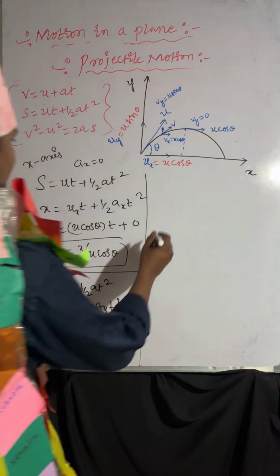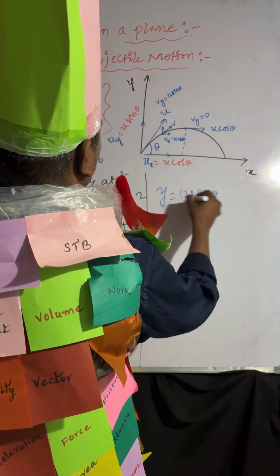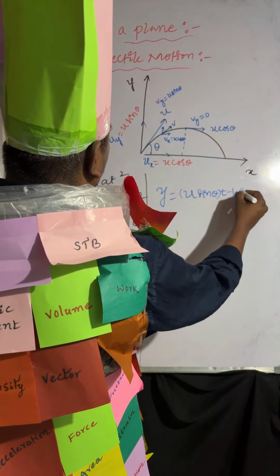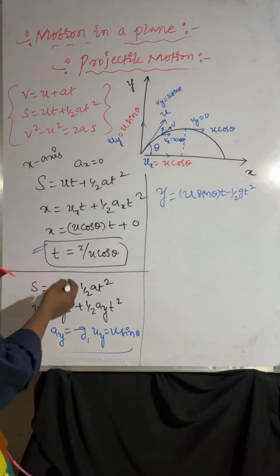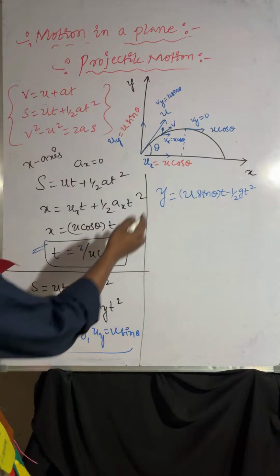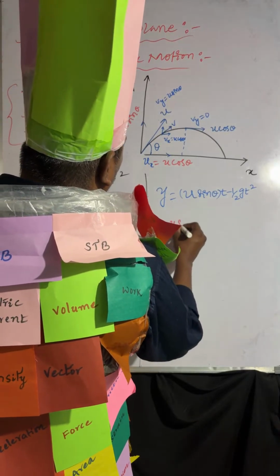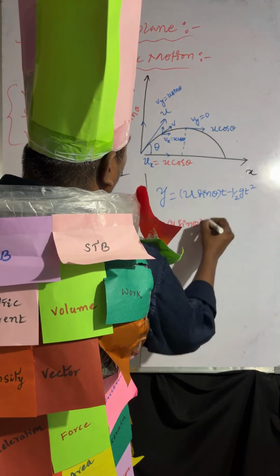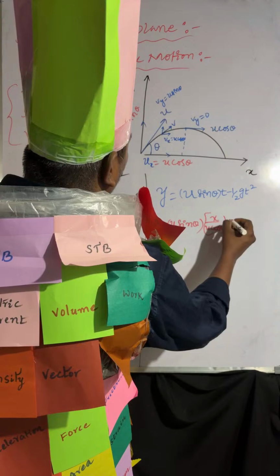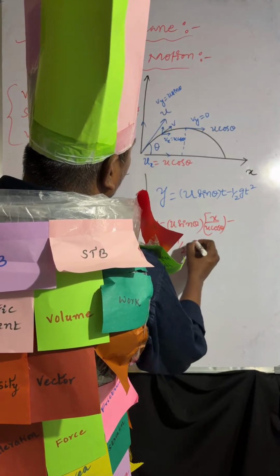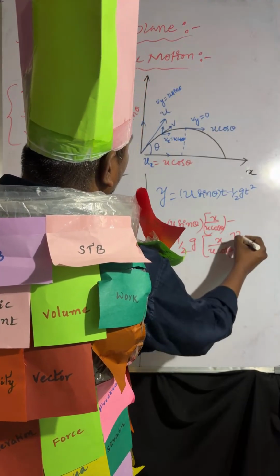Right? So now substitute y equal to u sin theta into t plus half g t square. So the t value you know right here. What is the t value? x by u cos theta. Substitute the values. So y equal to u sin theta into x by u cos theta minus half into g into x by u cos theta whole square.